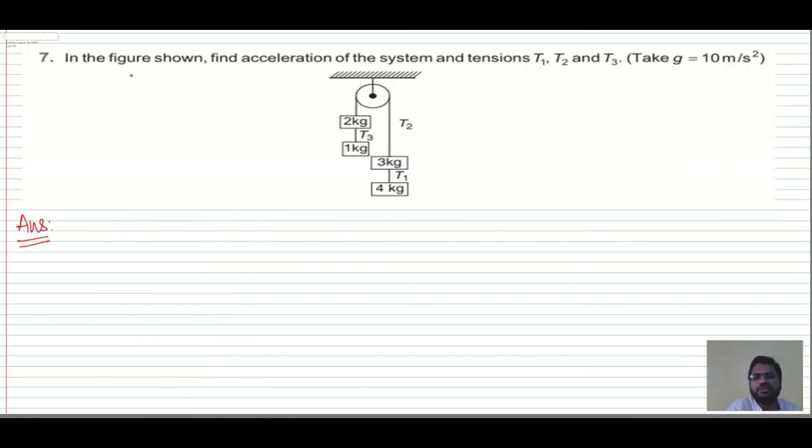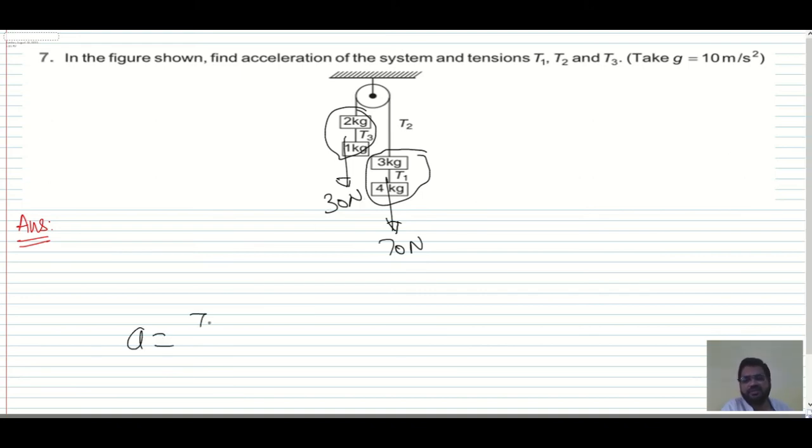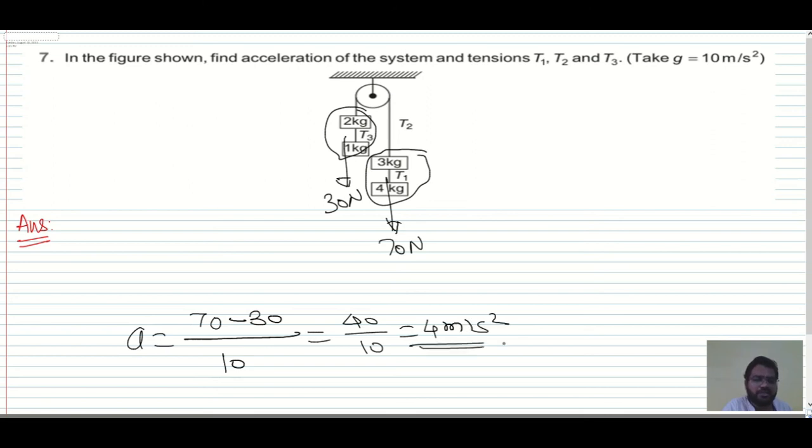So 7th question, in the figure shown, find the acceleration of the system and tensions T1, T2, T3. Okay, so greater force is over here 70, smaller force is over here 30, and acceleration is 70 minus 30 divided by total mass in the system 7 plus 3 10, which is equal to 40 divided by 10, and that is equal to 4 meter per second squared. Once we know the acceleration, now find out the tensions.